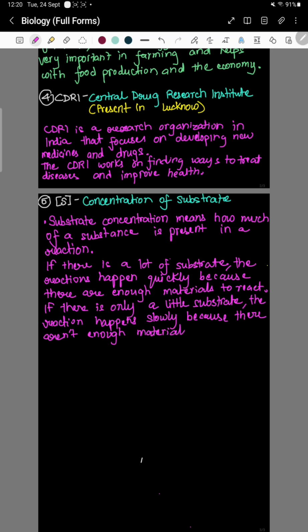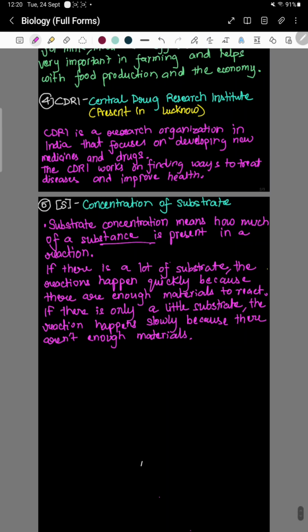Okay, so what I am telling is substrate concentration means how much of a substance is present in a reaction. Kitna substance present hai in a reaction. If there is a lot of substance, the reaction happens quickly because there are enough materials to react. If there is only a little substrate, the reaction happens slowly because there aren't enough materials. Example I am telling you. Examples of substrate concentration.